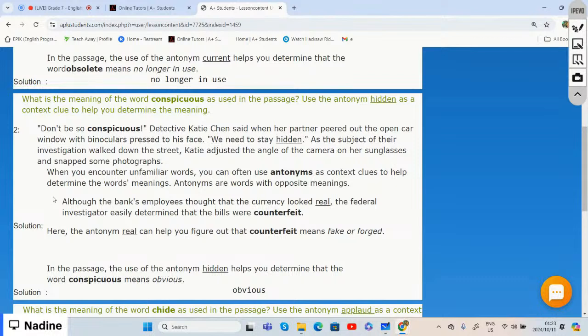All right. So now, when it comes to conspicuous, if we now look at our antonyms, we need to stay hidden. Revealing yourself is the opposite of hidden. But don't be so conspicuous. It's like don't be so obvious.